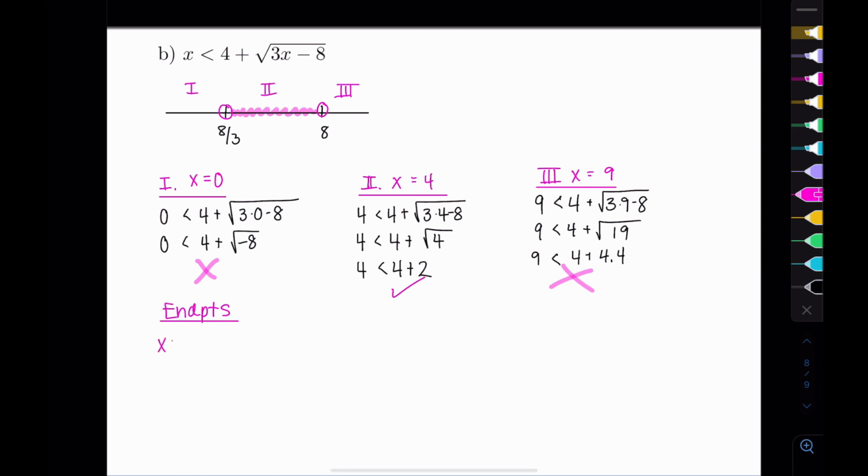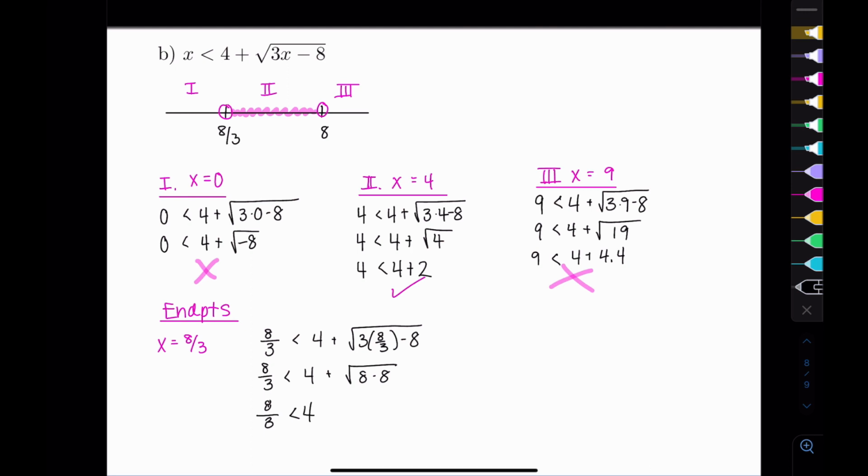If we plug in x equals 8 over 3, what this gives us is 8/3 is less than 4 plus the square root of 3 times 8 over 3 minus 8. That's 8 over 3 is less than 4 plus the square root of 8 minus 8, which is 0. So that gives us 8 over 3 is less than 4, which is indeed a true statement. So I can fill this endpoint in.